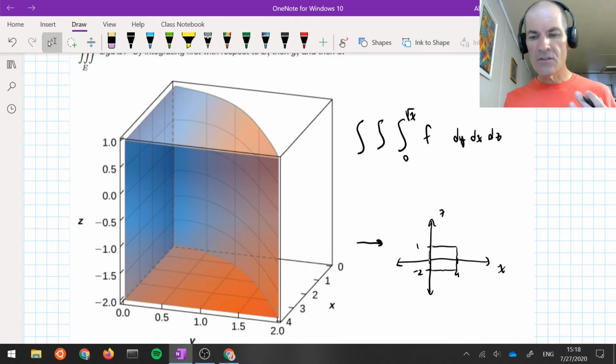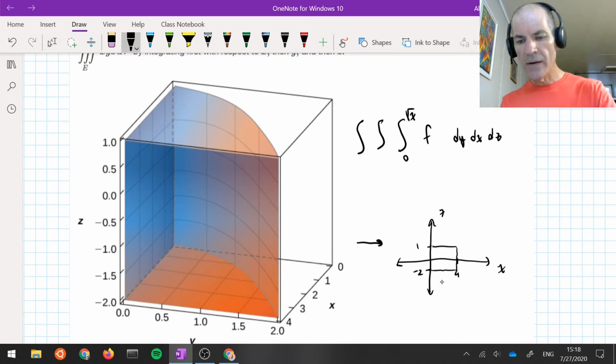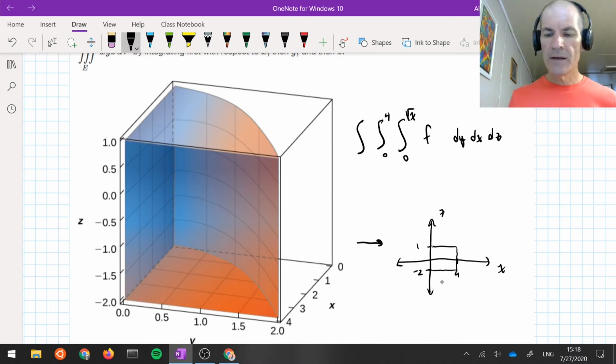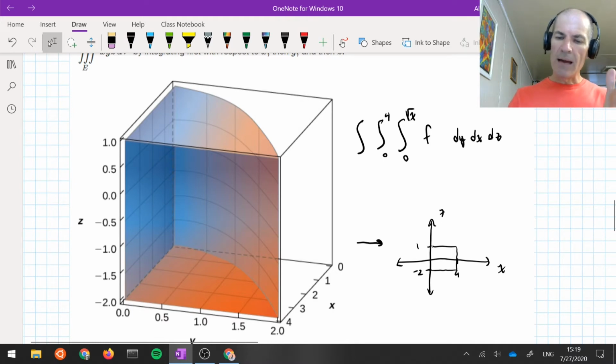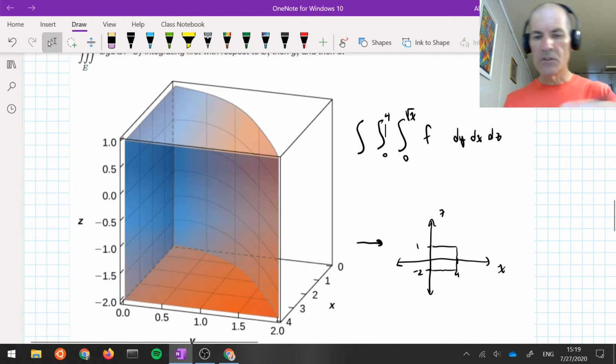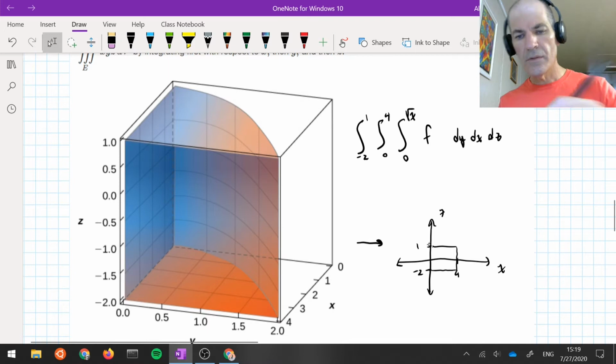So let's do the limits of this rectangle. In the x direction, we're always starting at 0 and going up to 4, and that's the next integral. And then finally, in the z direction, what do we do now? We collapse this domain onto the z-axis, the last variable. And we have -2 to 1, like that.